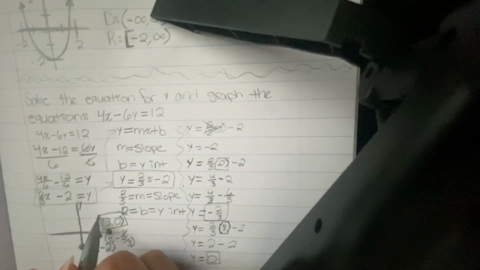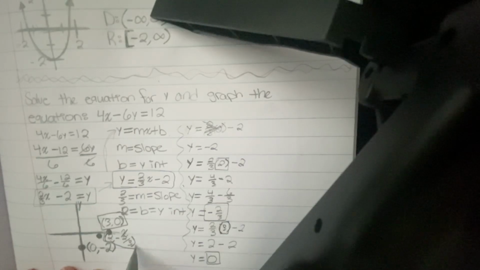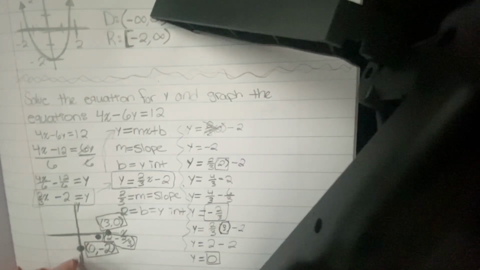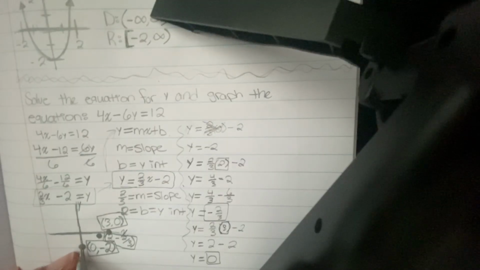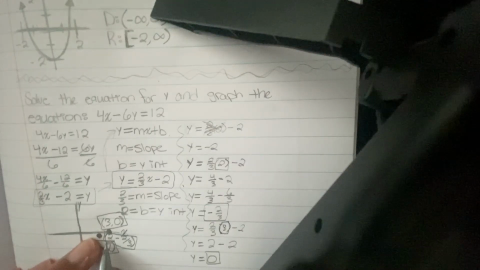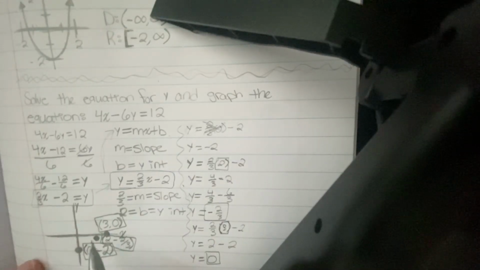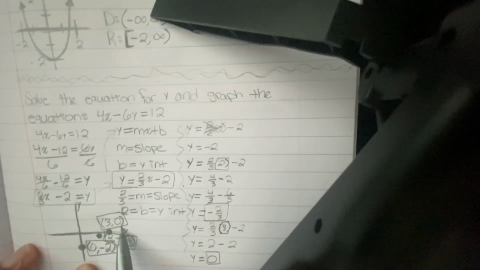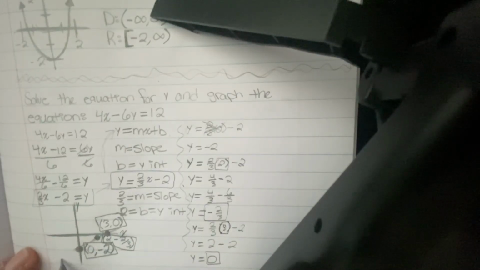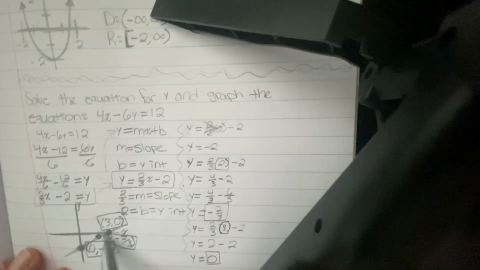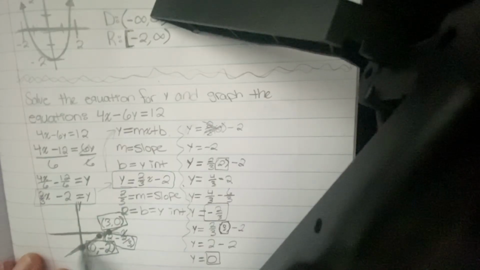Let me circle the coordinates because I know everything's kind of close together. The first one was (0, -2), the y-intercept. The second one was (2, -2 thirds). And the last one was (3, 0), the x-intercept. So the final step to finish this problem is just to draw a line through these. Try to make it as straight as you can.